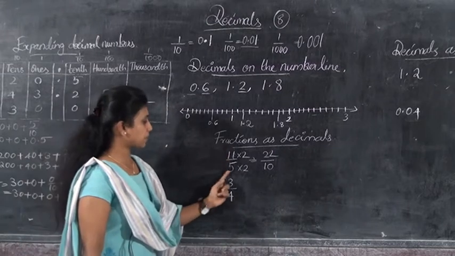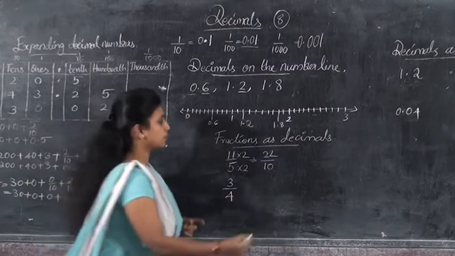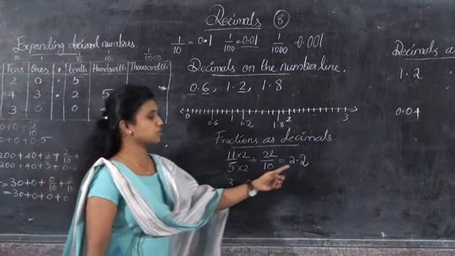So first convert the fraction into an equivalent fraction. 22 by 10 is the equivalent fraction. So what's the answer? 2.2. So we convert this fraction into decimal.